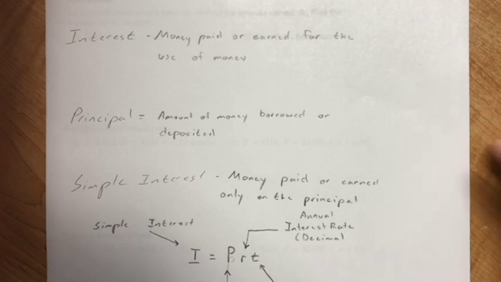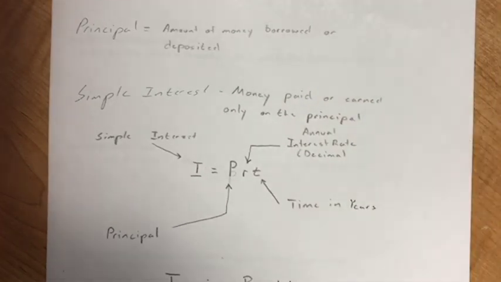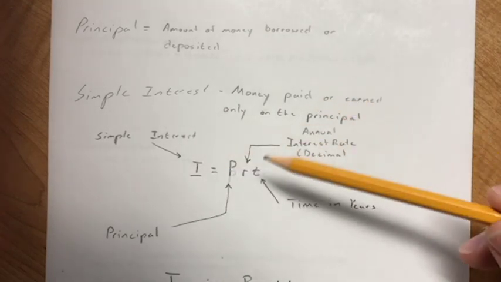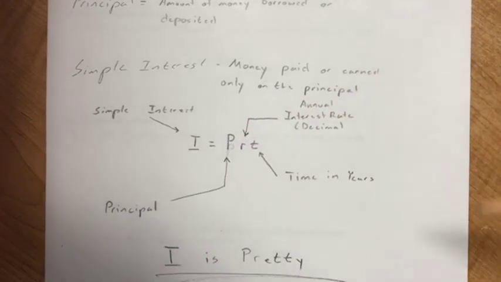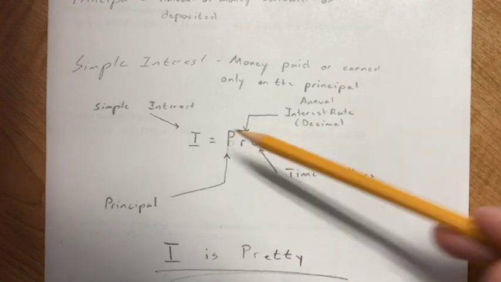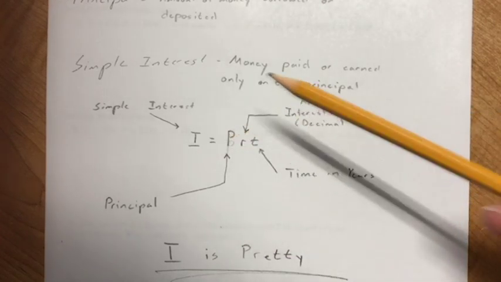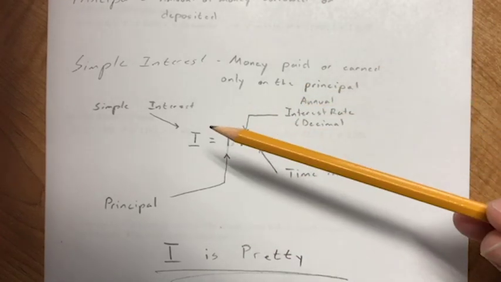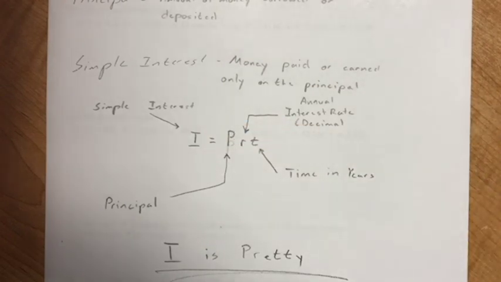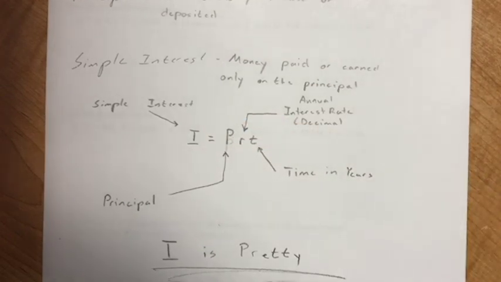All right. And there is an equation that comes with simple interest, and it's I equals PRT. I like to remember it as this: I is pretty. I like saying it this way. I is pretty. All right. The I is pretty equation is what helps you with simple interest, because I is pretty, and I sure am.